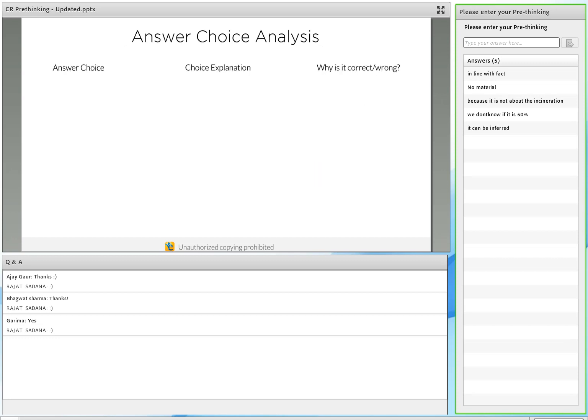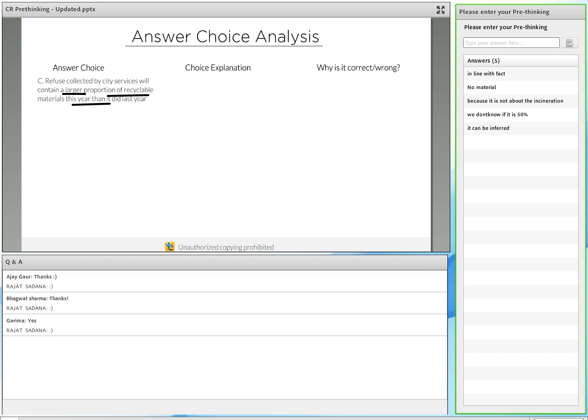Okay. Choice B talks about cost. We don't worry about cost in the conclusion. The conclusion is about the amount of residual ash. And good job, guys, for identifying that this has no new information. And good job, Bhagwat.